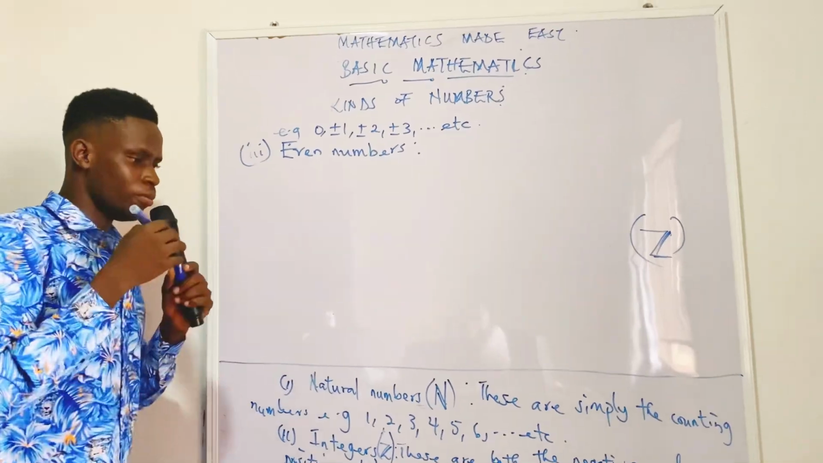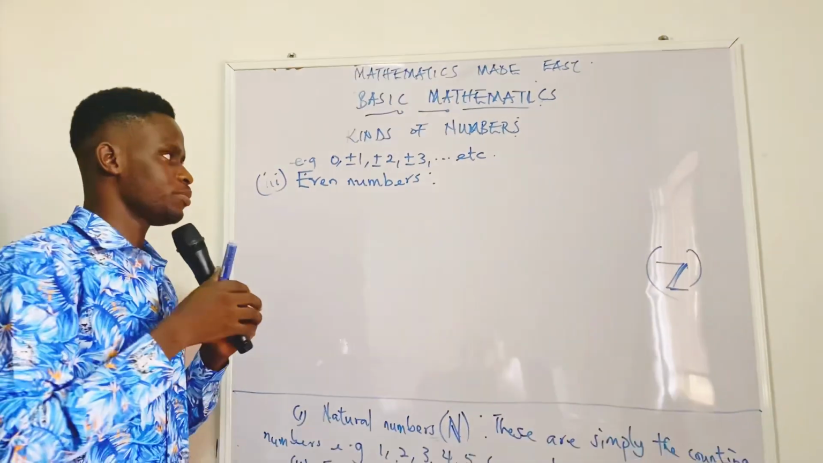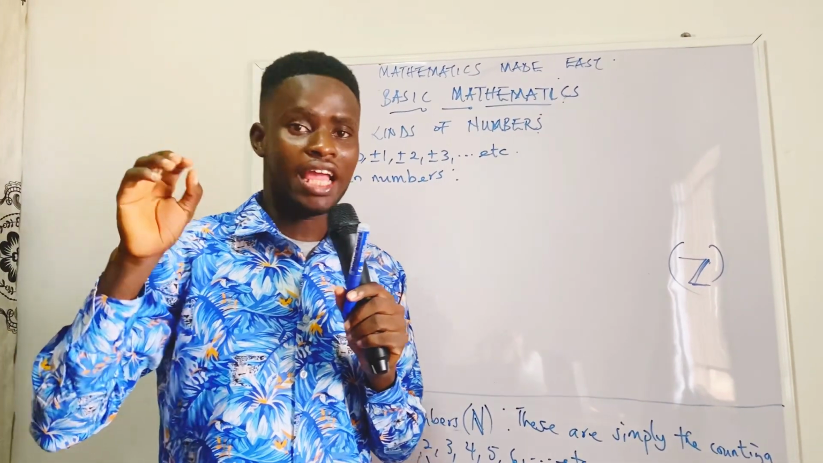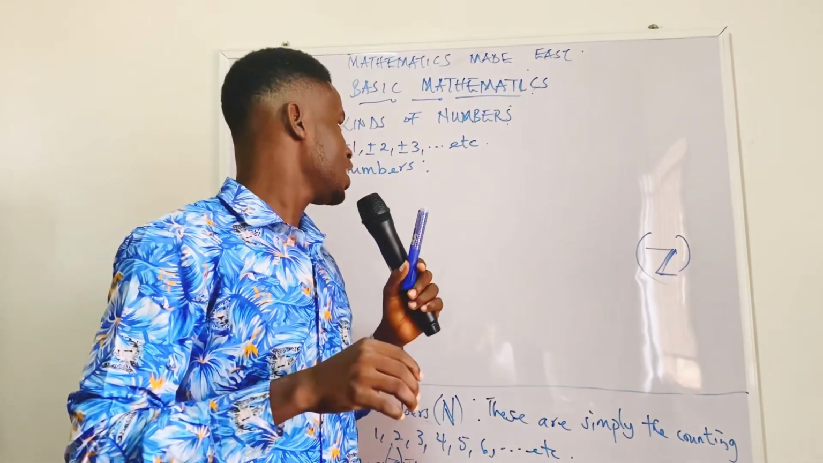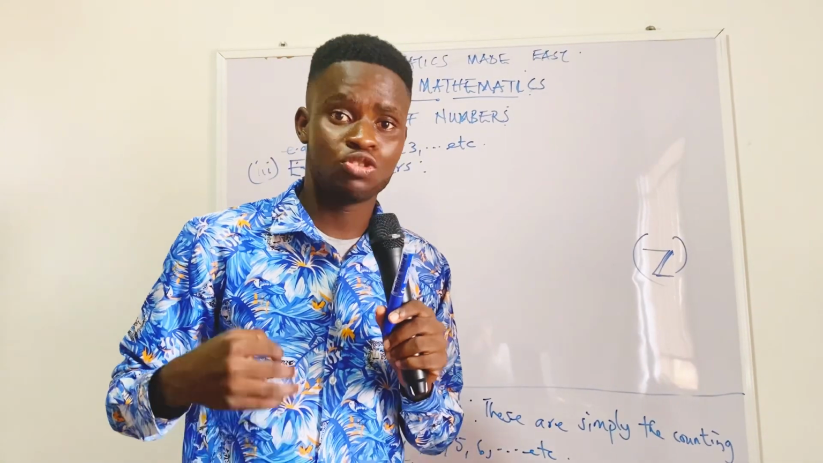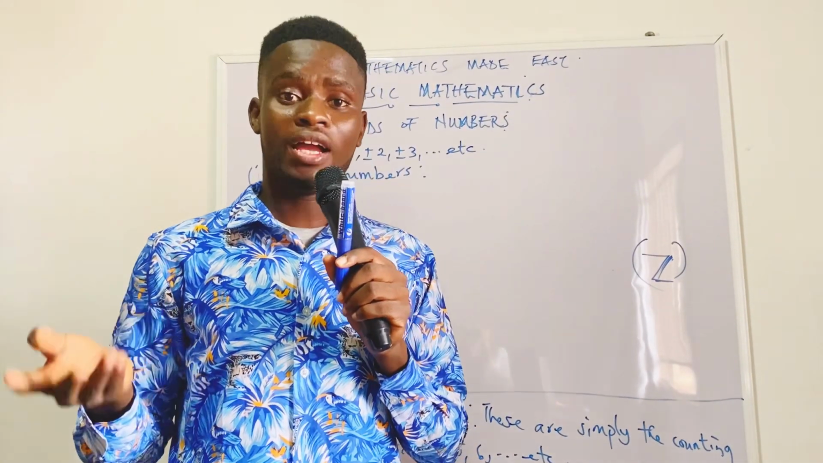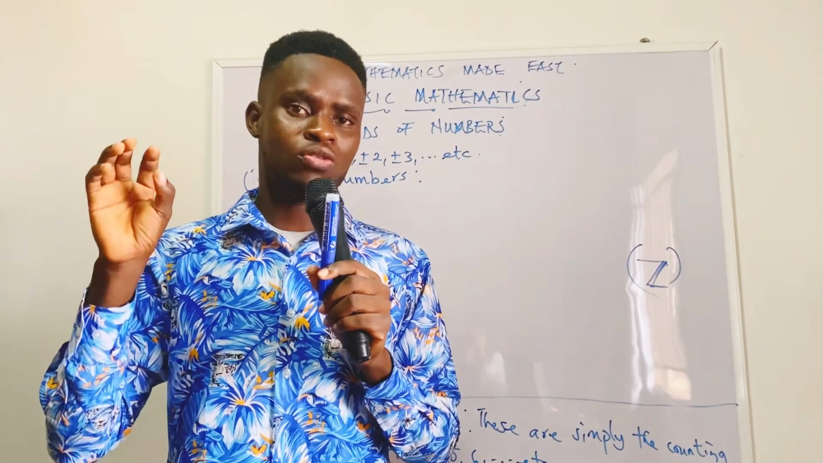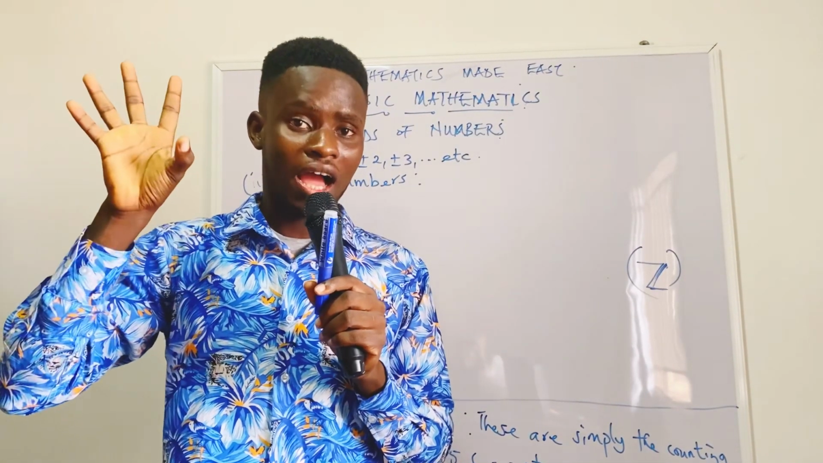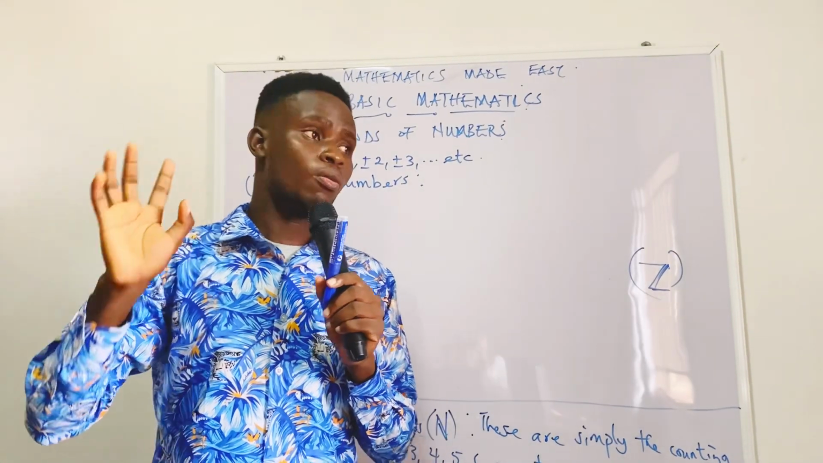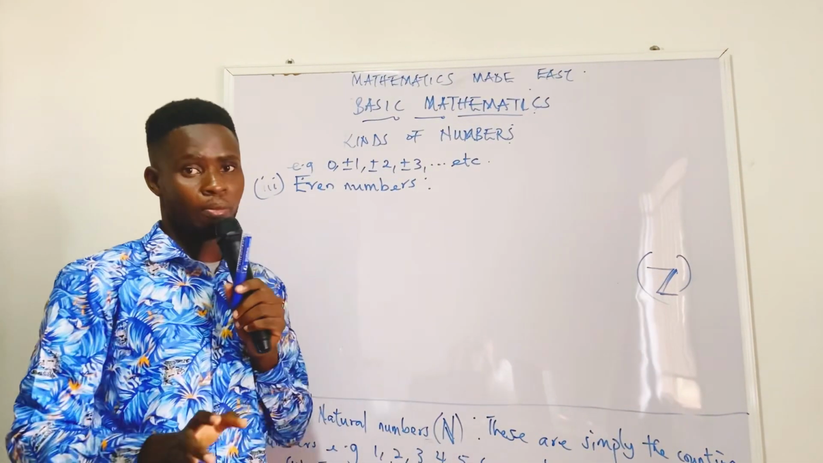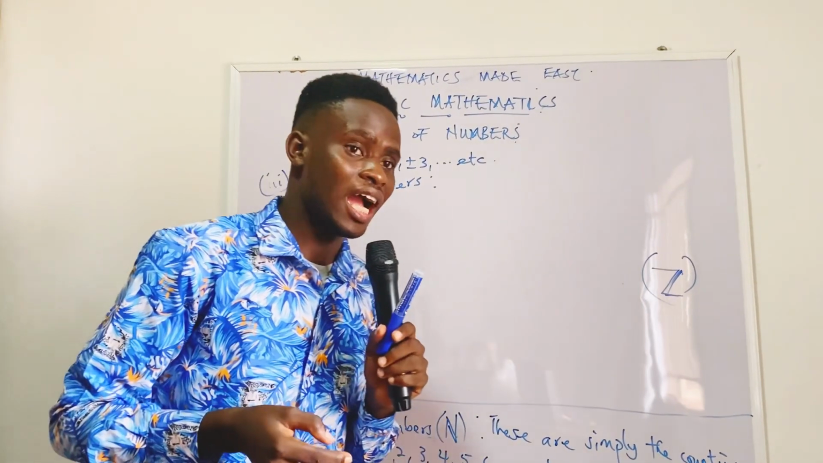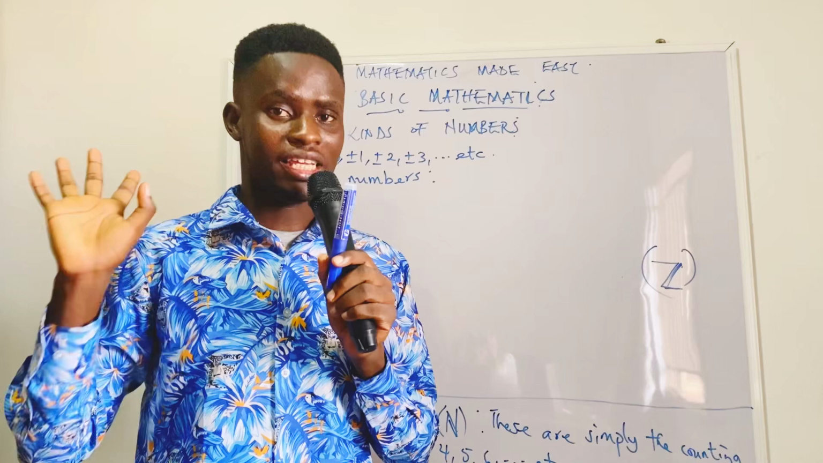So what are even numbers? Even numbers are numbers that can be divided by 2 exactly. Because if you just say they are numbers that can be divided by 2, there are various numbers that 2 can divide. 2 can divide 3, 2 can divide 5. So whenever 2 divides a particular number and there is no remainder, then you can say that number is an even number. So you can simply say even numbers are numbers that can be divided by 2 exactly.